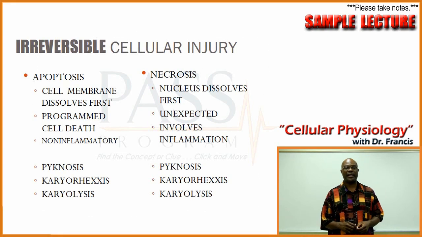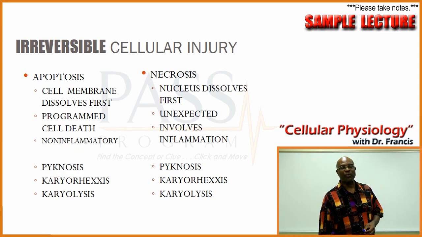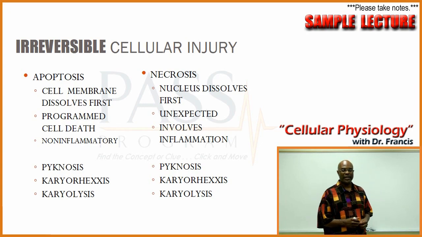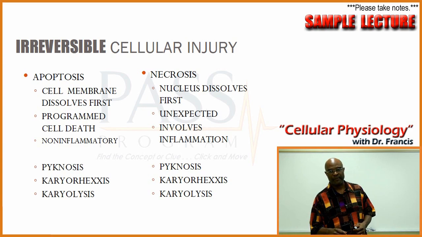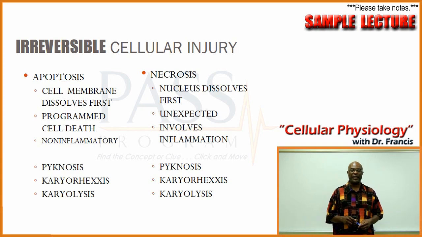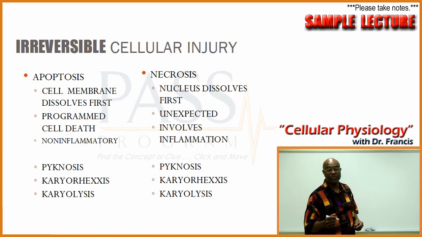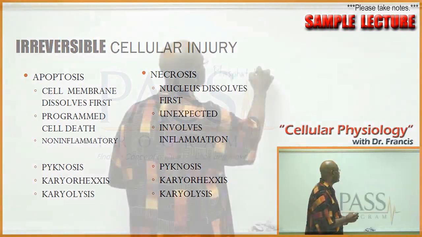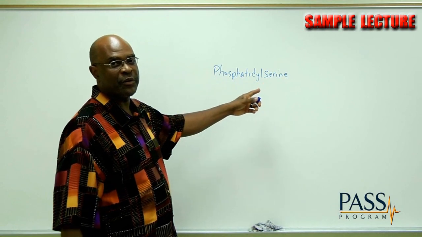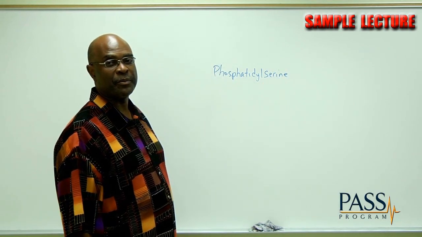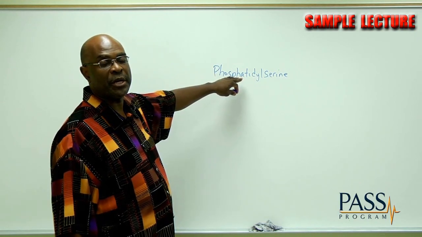Well, there's two ways to look at this. So irreversible cellular injury can happen in one of two ways. Number one is called apoptosis. Apoptosis says it's programmed cellular death. Apoptosis, if you remember, had a marker that we talked about in biochemistry, which was called phosphatidylserine. Phosphatidylserine was one of the phospholipids that we produce in biochemistry. And this is the marker for any cell that's going to undergo apoptosis.